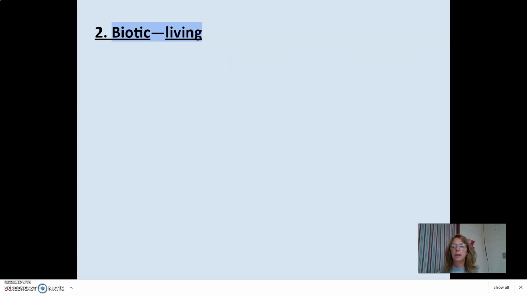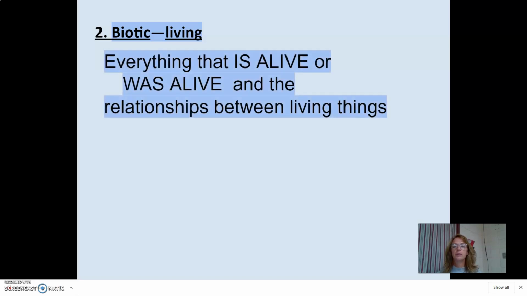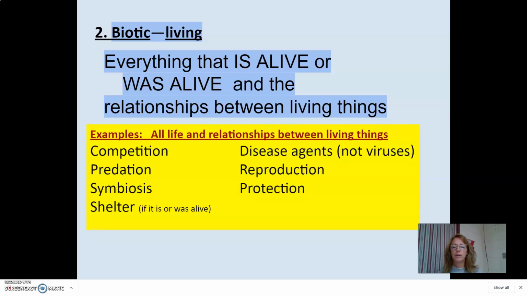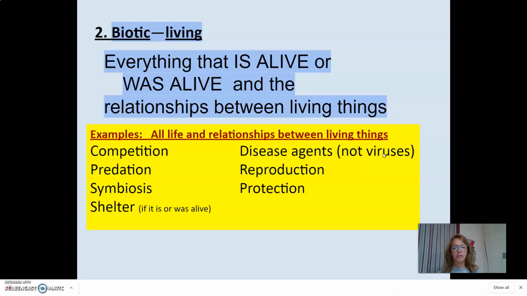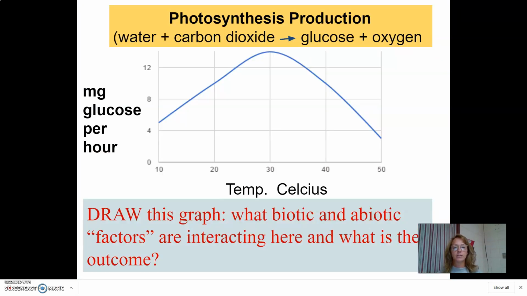So the opposite of abiotic will be biotic. That includes everything that is alive or was alive. So if you cut down a tree, it is not alive, but using that wood is still a biotic part of the environment. It also includes relationships between living things. Keep in mind, viruses are not alive. So a virus would be an abiotic factor, and other disease agents would be living. So study this page, make sure you know those examples of biotic factors.